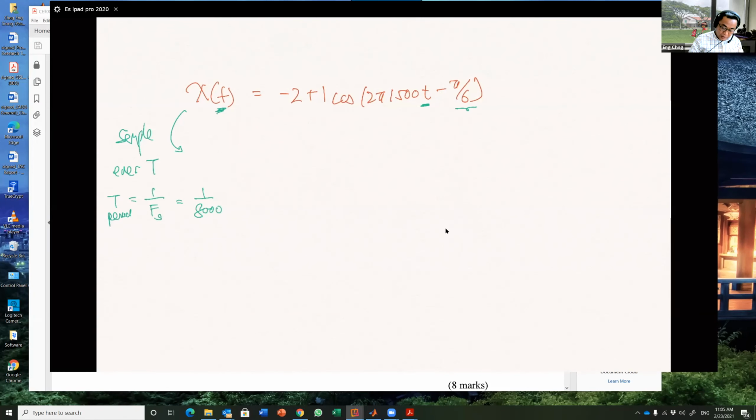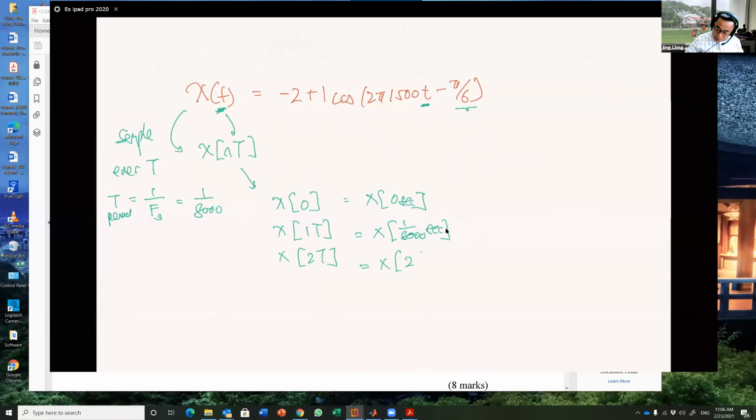Every T, so now x of nt. From t it becomes nt. If you really want to look at it, it'll be x of 0. The second time is 1 times big T. The third one is 2 times big T, and so on. This one is x at 0 seconds, this guy is at 1 over 8,000 of a second, and the next at another 1 over 8,000 of a second.